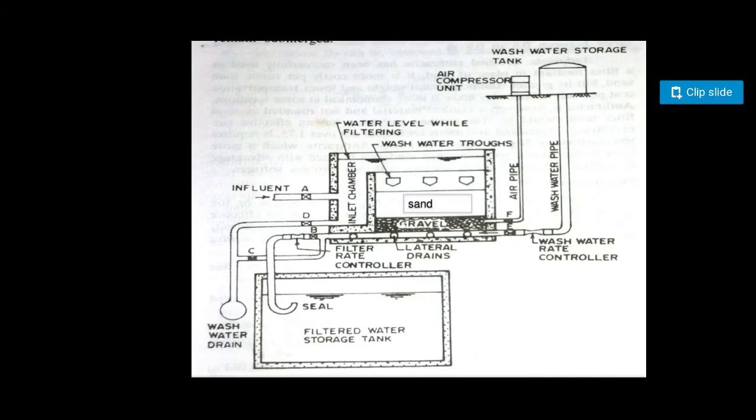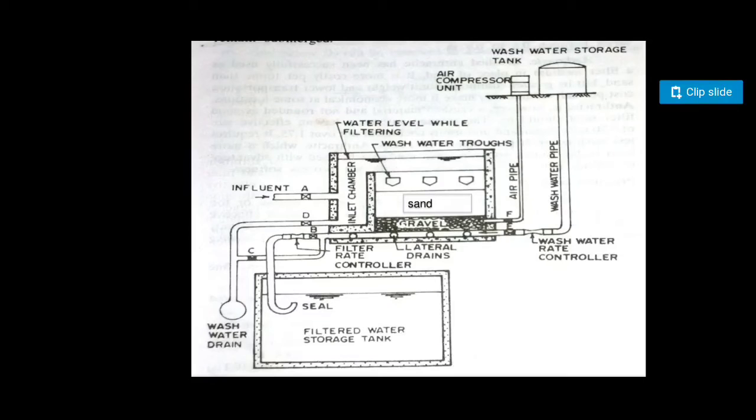Also you can see that beneath the sand layer there is a gravel layer. Beneath the gravel layer there is a lateral drain. The lateral drains are connected to a central drain, and valve B is the one which is taking a pipe that gets inside the filtered water storage tank.